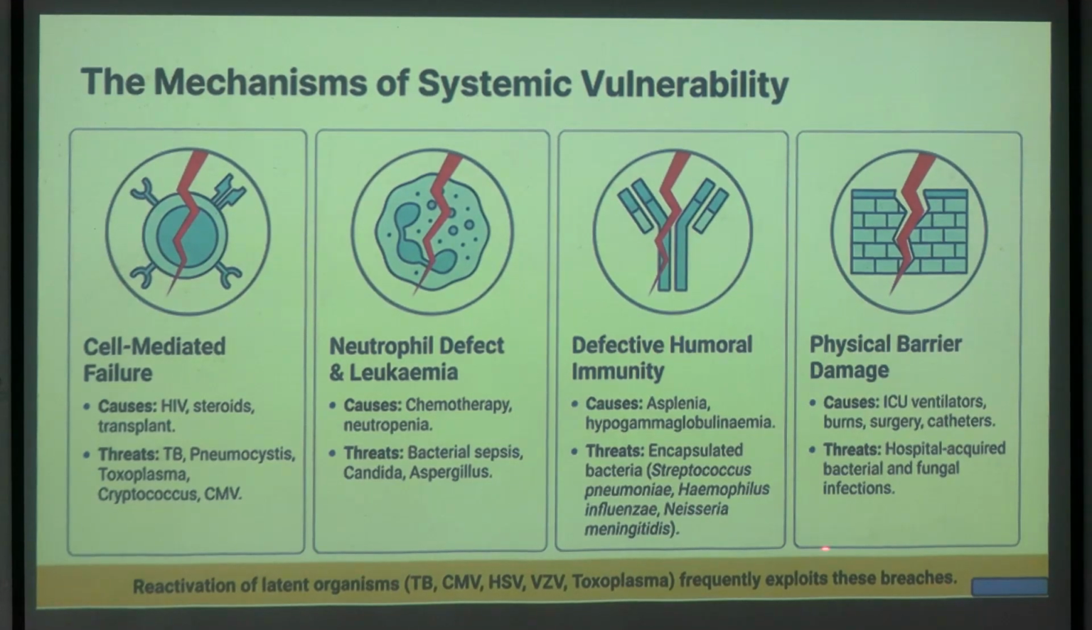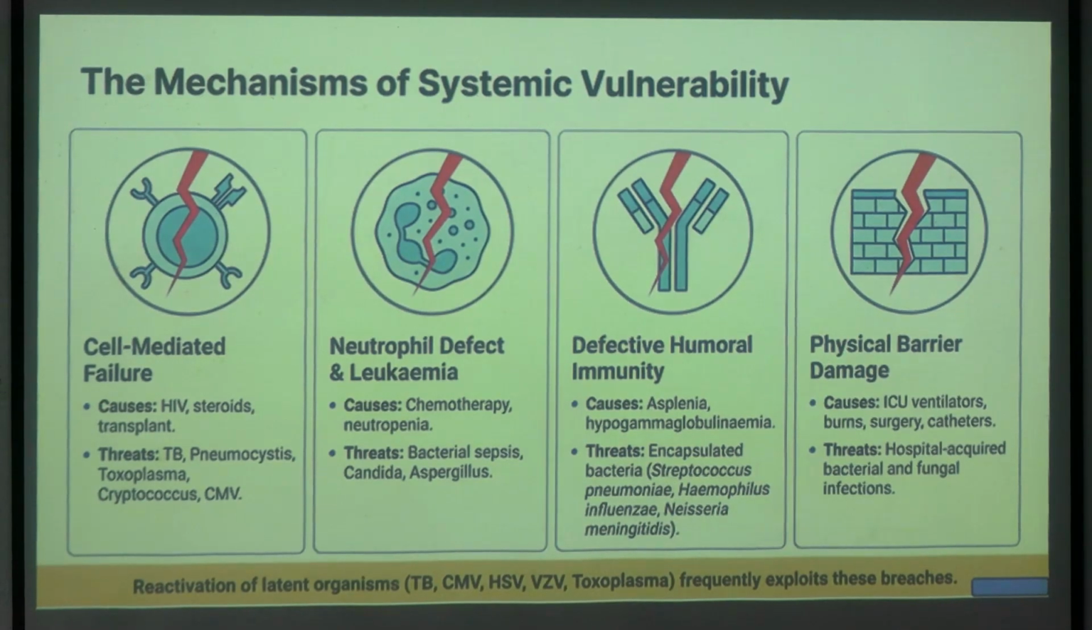This is particularly not opportunistic infection, I can say. This is particularly important for hospital acquired infections. For opportunistic infections, where patients become more immunocompromised, the typical back end mechanism is these three sets: cell-mediated immunity failure, neutrophil defects, and defective humoral immunity.